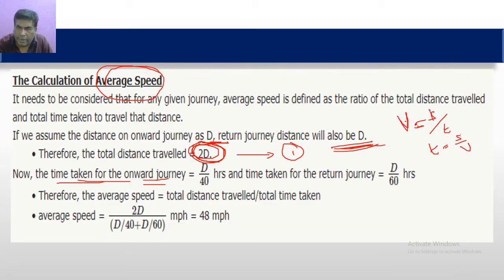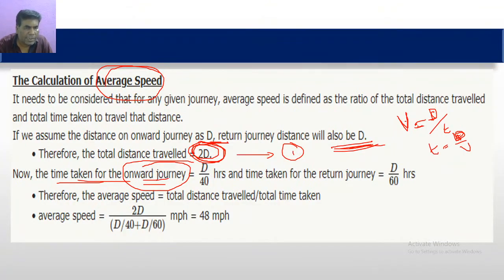So let us take the distance symbol as d here. Velocity equals distance by time. So then what is time? Time equals distance by velocity. During the onward journey, what is the time? Distance by velocity means distance by 40 miles per hour.